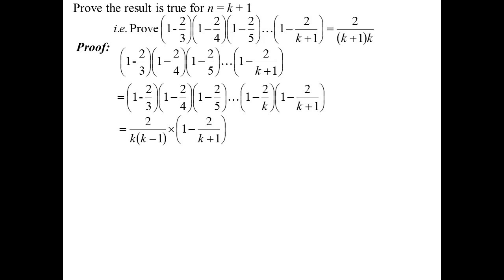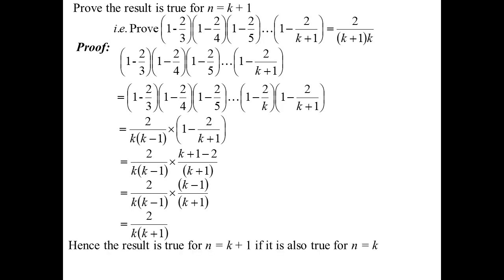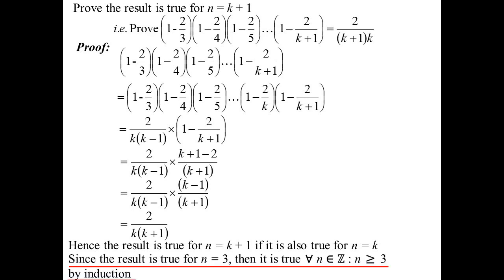Got to turn it into all one fraction now, so it's 1 minus 2 on k plus 1. K plus 1 minus 2 is k minus 1. Oh, that cancels with a k minus 1. 2 on k plus 1. That is what we're trying to prove. Hence it is true for k plus 1, if it's also true for k. And then since it's true for n equals 3, then it's going to be true for all integers greater than or equal to 3 by induction.